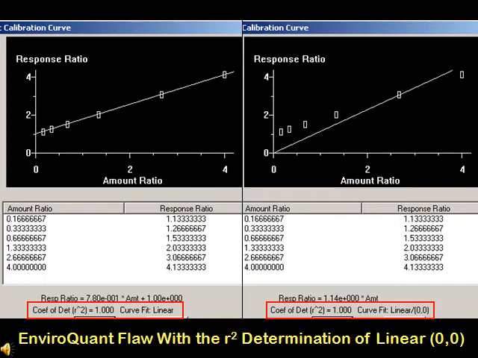In the EnviroQuant software, there is a flaw with the linear force through zero calibration model with the R-square calculation. As demonstrated in this slide, even though the quantitation line is moved drastically away from the actual standard values because of the forcing of the line through zero, the R-square did not change. The reason for this is that the R-square is still being calculated based on the relationship of the points without 0, 0. This means that EnviroQuant is not a reliable software for use with linear 0, 0.